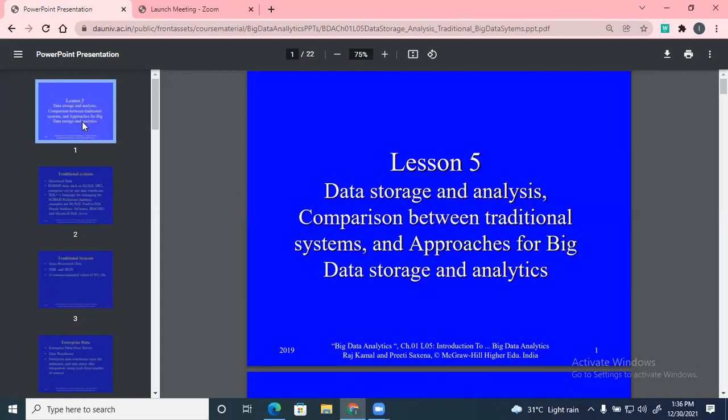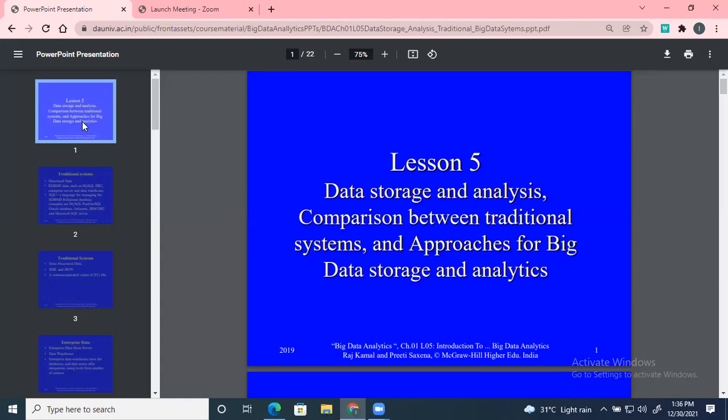Good afternoon, everyone. Now we are going to discuss data storage and data analysis comparison in big data analytics: the comparison between the traditional system and big data storage and analytics. In this topic, we are going to discuss the storage systems.